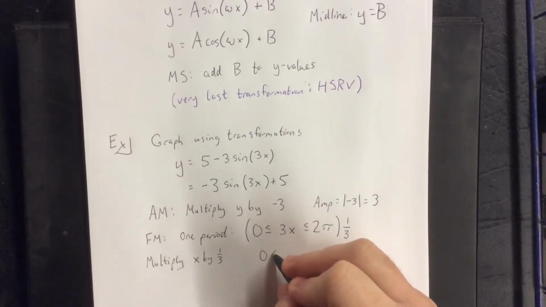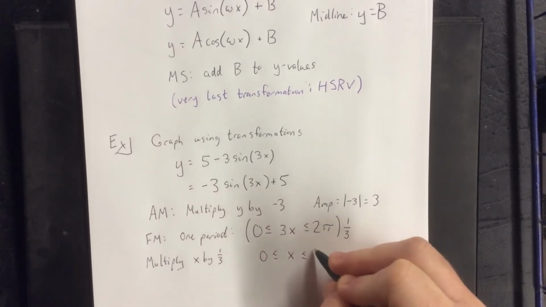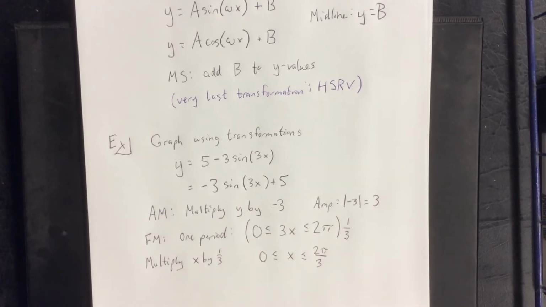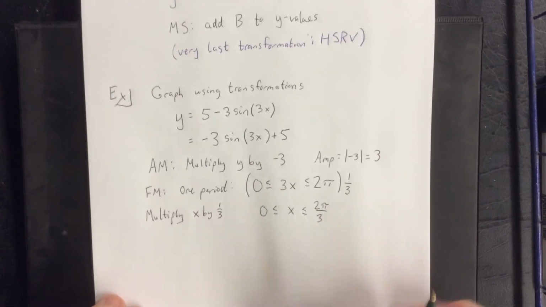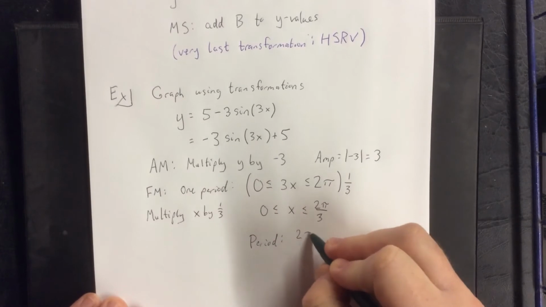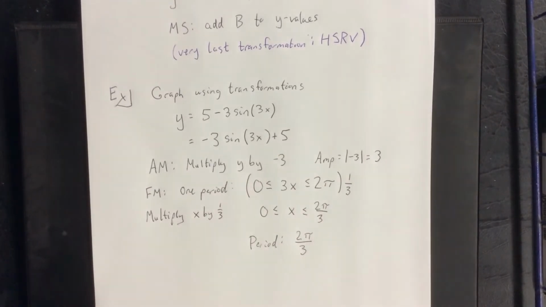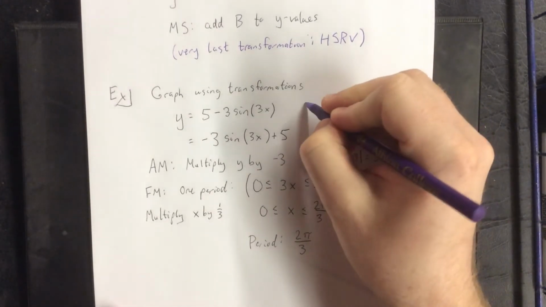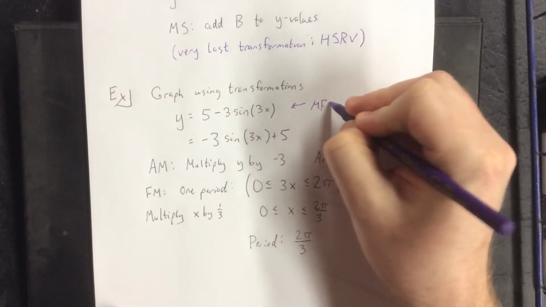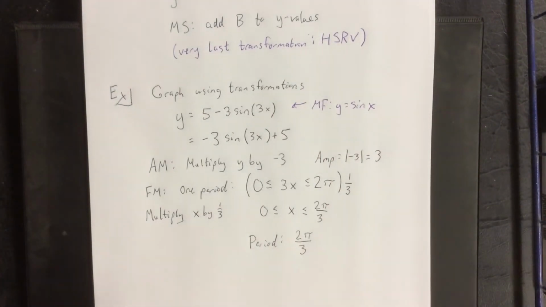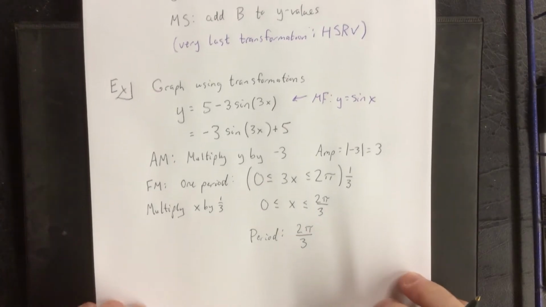Also lets us know that a period is going to start at x equals 0 and it will end at 2 pi over 3. So the length of one period, or one wavelength, is going to be 2 pi over 3. Now, I didn't do this earlier, but it should probably be pointed out that the mother function that we have associated with this would be y equals the sine of x. So when we go over to our next sheet of paper, we'll know where those points are coming from.